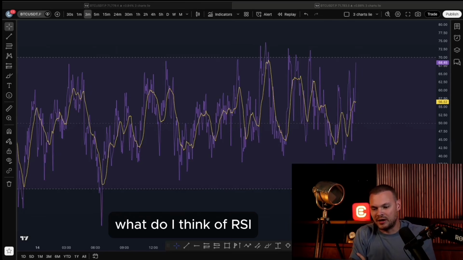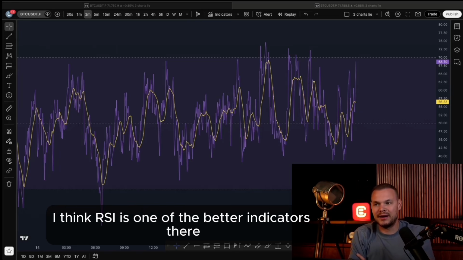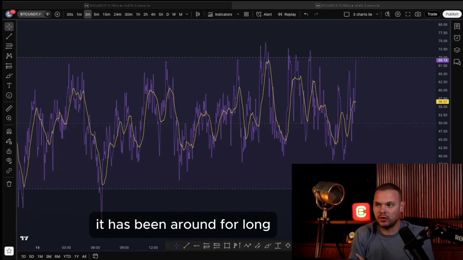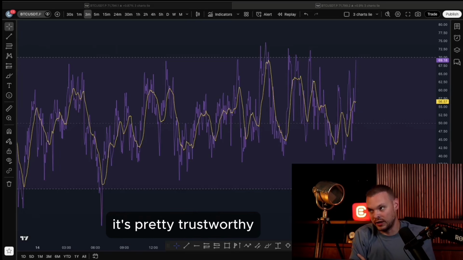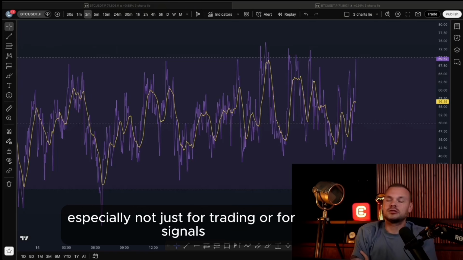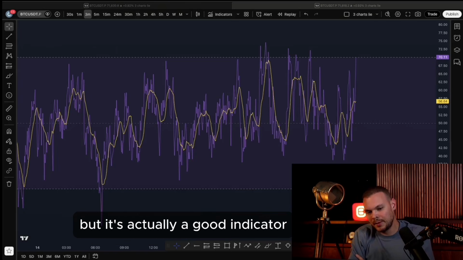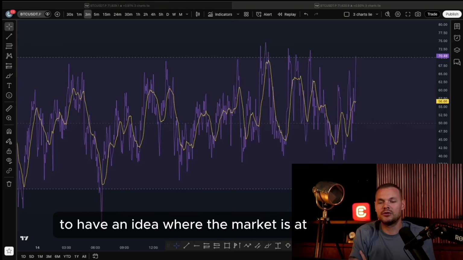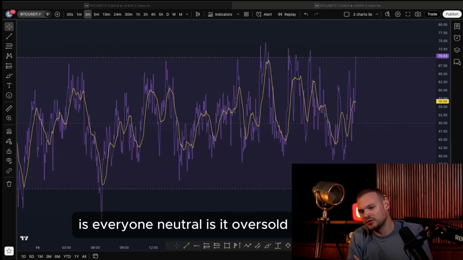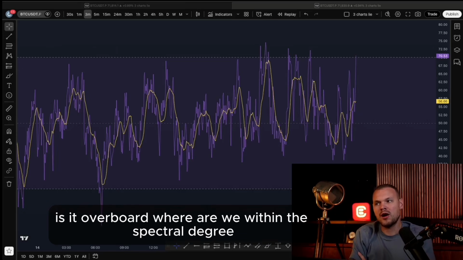So that brings me to a conclusion. What do I think of RSI? I think RSI is one of the better indicators there. It has been around for long. It's pretty trustworthy, especially not just for trading or for signals, but it's actually a good indicator to have an idea where the market is at. Is everyone neutral? Is it oversold? Is it overbought? Where are we within the spectral degree?